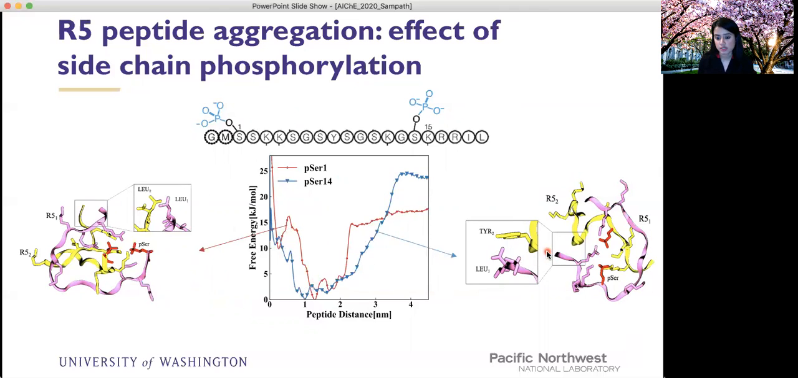Both these mutants show silica mineralization in experiments. However, the morphology of the minerals at the end is different. And so these examples illustrate the strong correlation that exists between a peptide's ability to dimerize, which we've quantified in our simulations, and its mineralizing capability as seen through experiments.